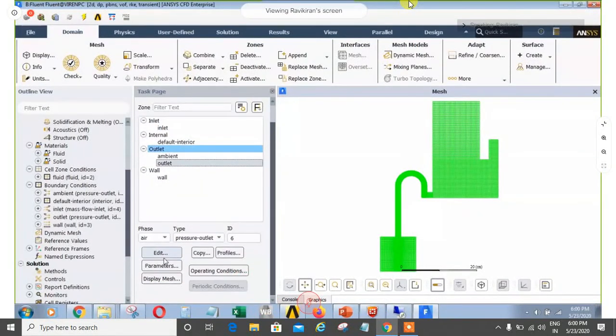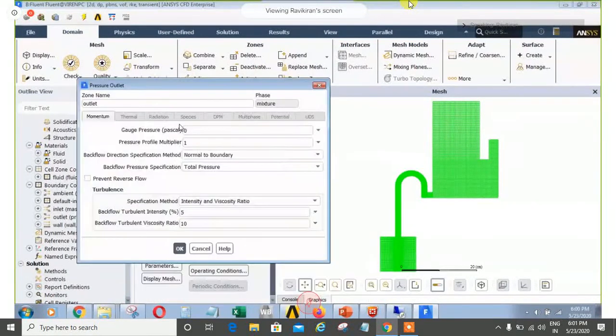Now, when we are talking about the outlet options, first of all, we'll switch it to the mixture. So a pressure outlet we have considered here. That means the atmospheric pressure outlet. The gauge pressure will be 0, and nothing else. Only the turbulence settings we have applied here.